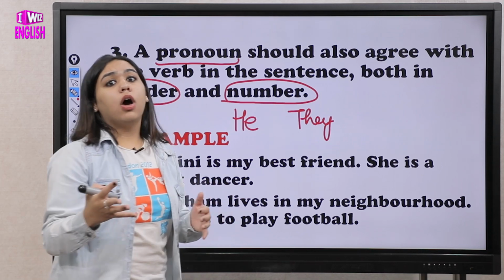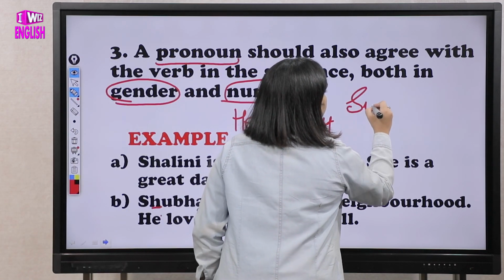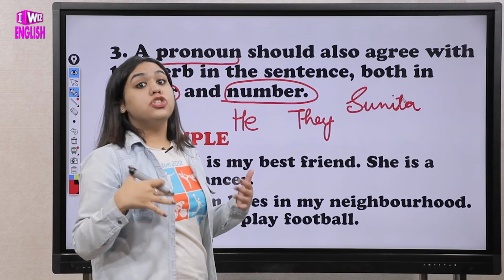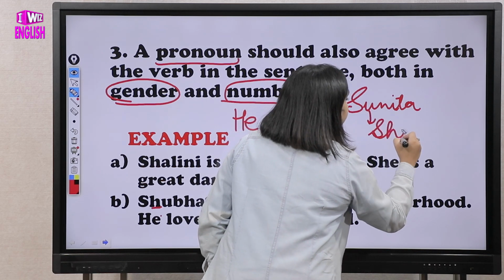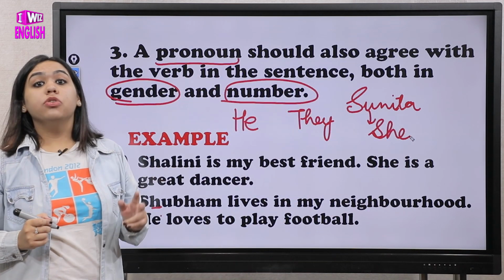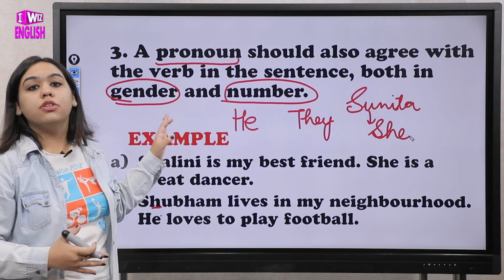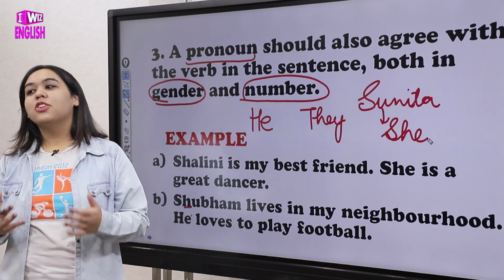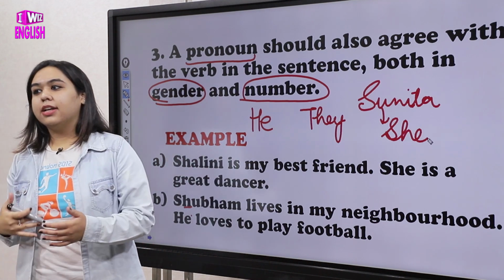And if I'm talking about a friend of mine, her name is, let's say, Sunita, now for Sunita, I will say that she loves to play guitar. So I will use the pronoun she. So this point is trying to explain that whenever the gender or the number changes, your pronoun is going to change automatically. I hope that this is clear to you, and let's move on.